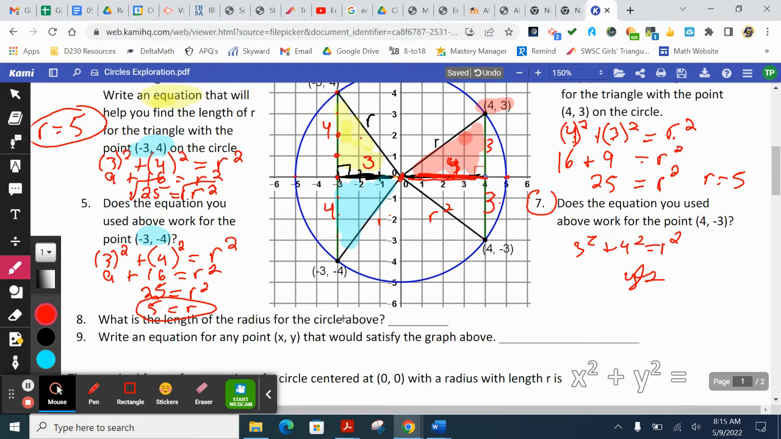All right. So number 8, that we knew at the beginning. Caden told us. And then now number 9 is kind of the big one here that we ultimately want to get to. Write an equation for any point x comma y.